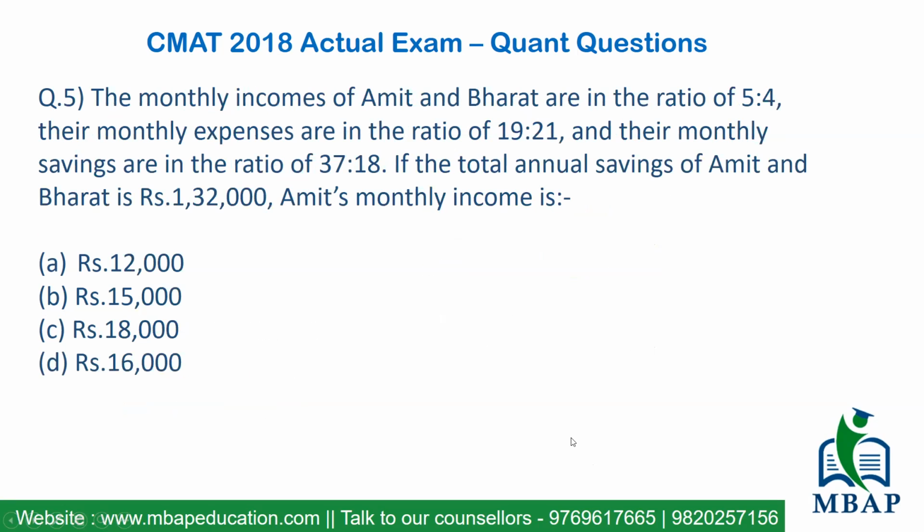Let's have a look at the last question, which is slightly a bit more lengthy than the previous set of questions. This is an actual CMAT 2018 question. Let's read out the question. The question says, the monthly incomes of Amit and Bharat are in the ratio of 5:4. Their monthly expenses are in the ratio of 19:21. If their monthly savings are in the ratio of 37:18 and the total annual saving of Amit and Bharat is 1,32,000, find Amit's monthly income.